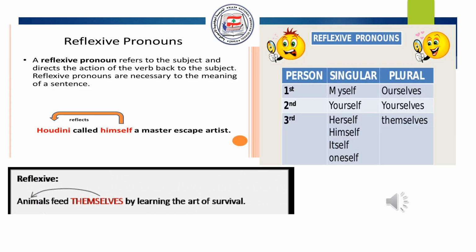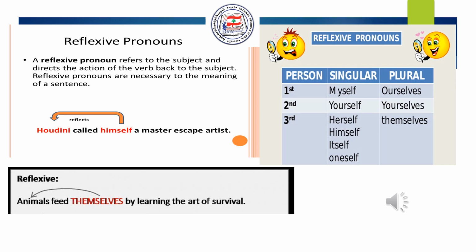What is a reflexive pronoun? A reflexive pronoun refers to the subject and directs the action of the verb back to the subject. Reflexive pronouns are necessary to the meaning of a sentence. Example: Houdini called himself a master escape artist. Himself is a reflexive pronoun that reflects back the action of the verb to the subject, which is Houdini.